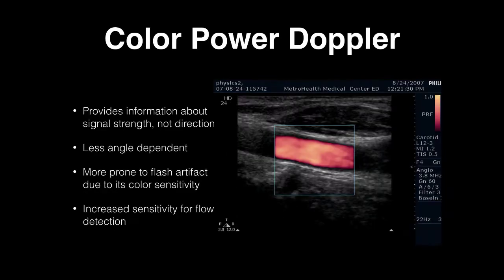Power Doppler briefly will provide information about signal strength, but not direction. So I don't know from looking at this, is flow going this way or is it going this way?